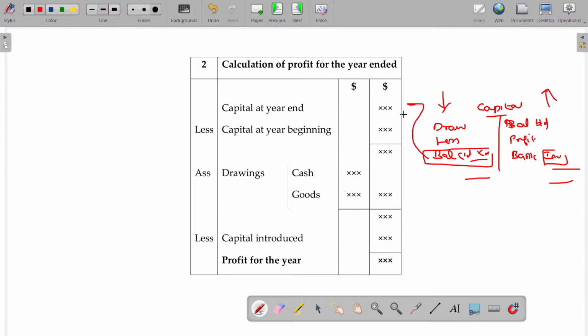Whatever it may be, to find out, if any item related to this will be subtracted and these two will be added. That's how the statement will appear.